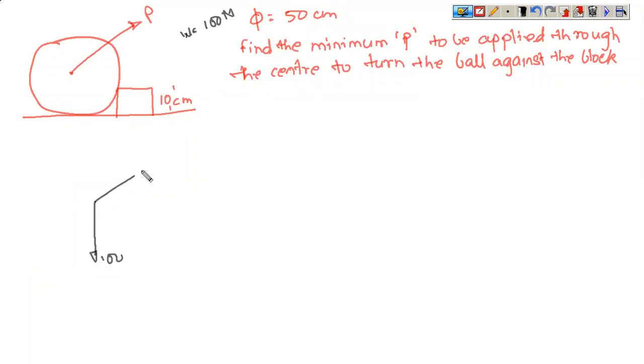Now this is P. Now this is your block. So this block will offer a reaction. So let us say this is the reaction offered by the block, and this ball is supported on the ground. So if the ball is supported on the ground, this is the reaction offered by the ground. Okay, so this is the free body diagram of this entire structure.